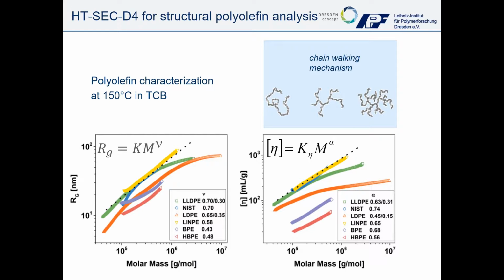plot these results according to the scaling law and also according to the Kuhn-Mark-Houwink equation. The scaling law gives us the scaling parameter or the slope of this plot. And here we have the alpha exponent.